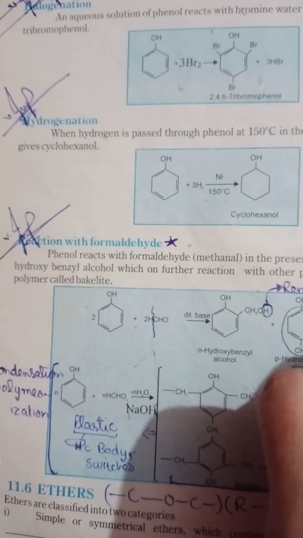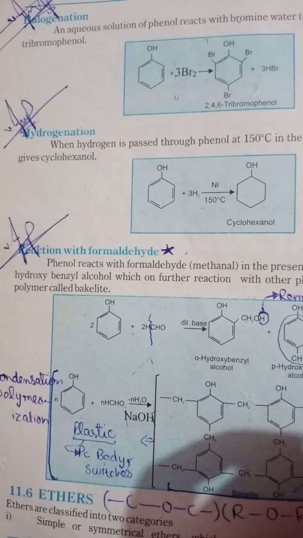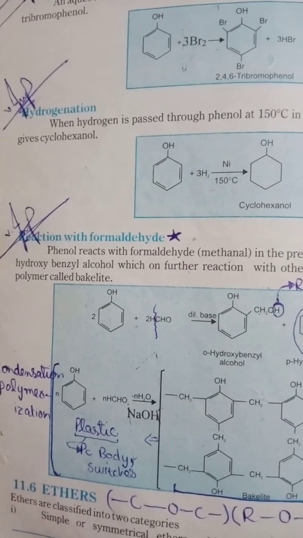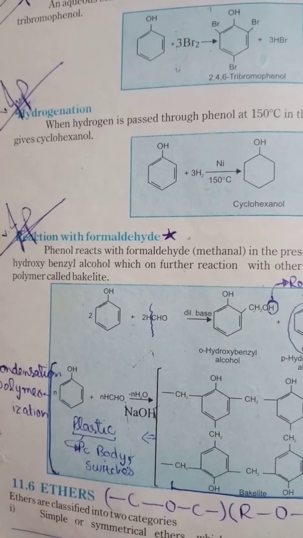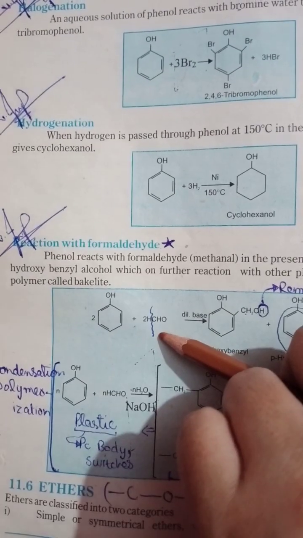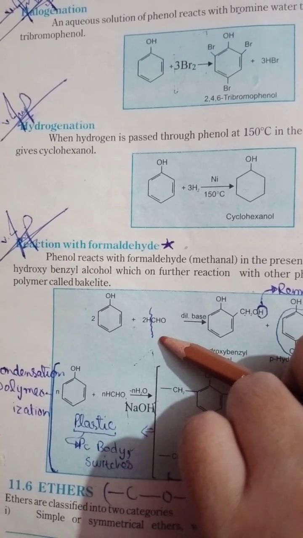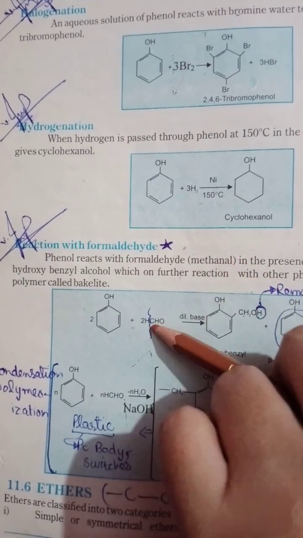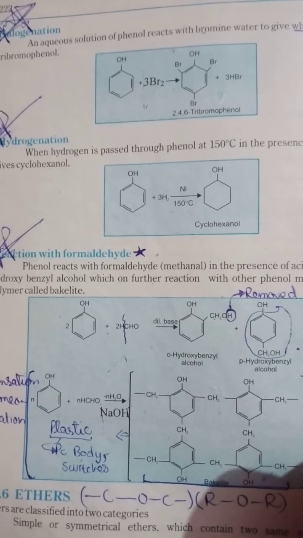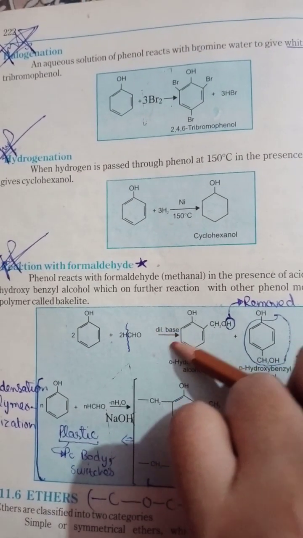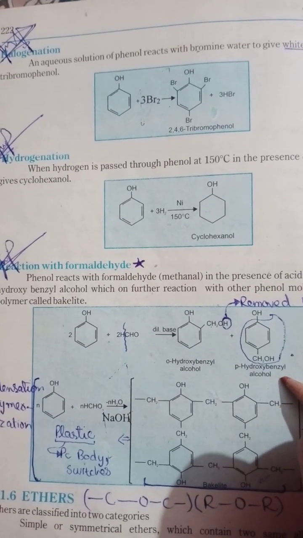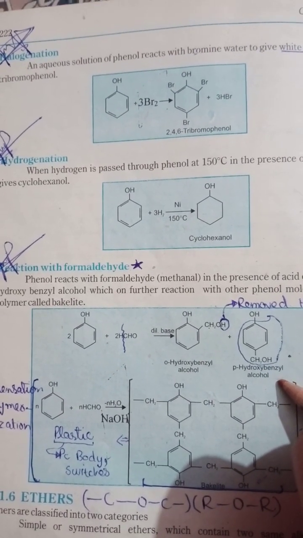cyclohexanol. And the next is a very important reaction from the industrial point of view, because in this reaction the plastic bakelite will be produced. This is the most important reaction. In this reaction, phenol reacts with formaldehyde, also called methanal. As you know, phenol is ortho and para directing. In the case of dilute base, it is converted into ortho hydroxybenzyl alcohol and para hydroxybenzyl alcohol.